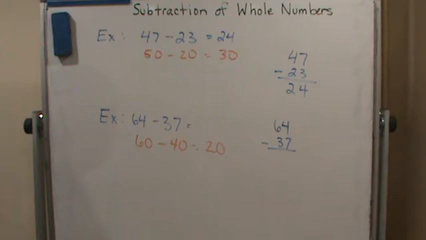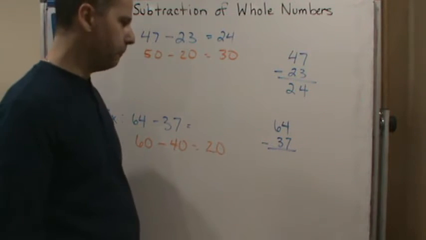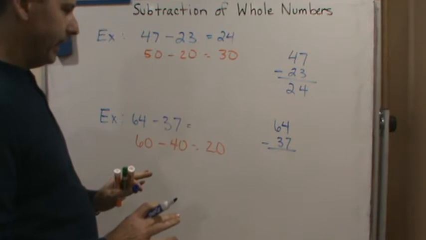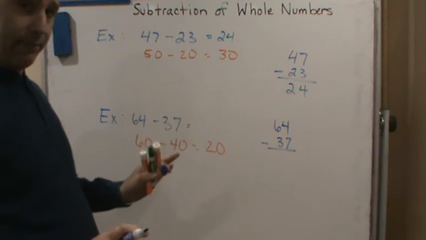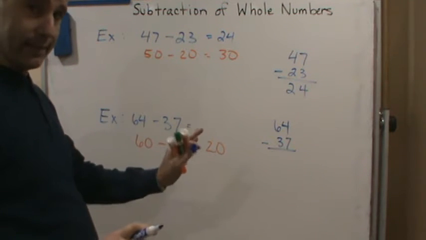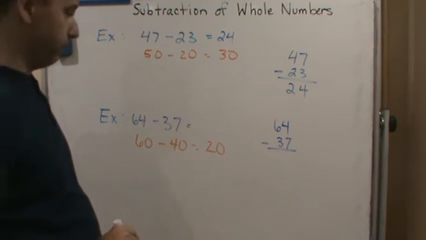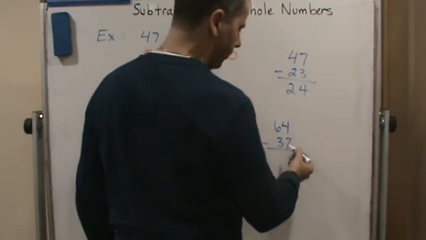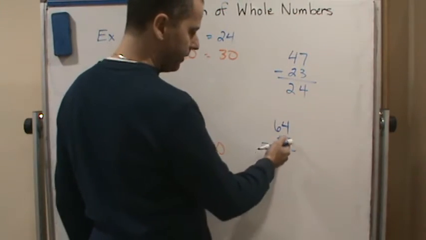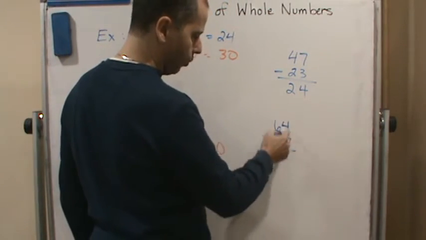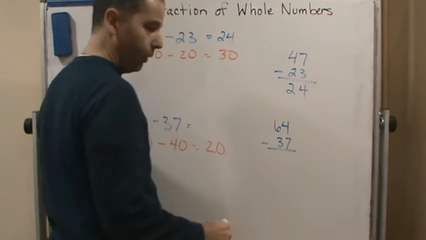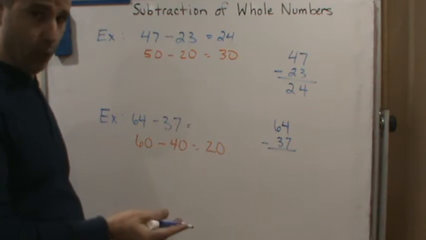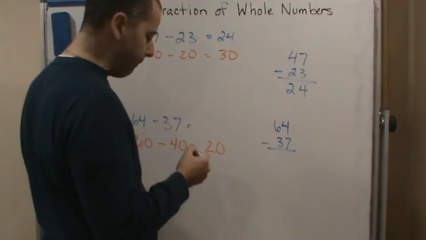Now, in this case, I'm going to show you two ways. I'm going to show you right to left, and then I'm going to show you left to right and show you how I do it. So if I start with the ones column, now here's the thing. If I look at the ones, this says 4 minus 7. Well, I can't subtract 7 from 4. I don't have enough. So I'm going to have to borrow.